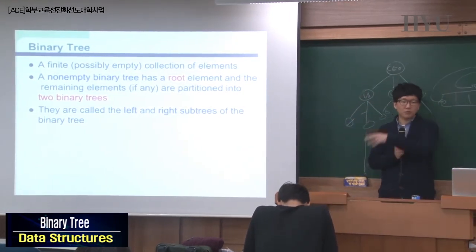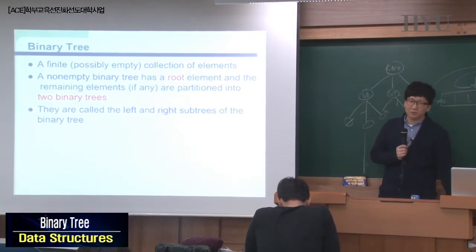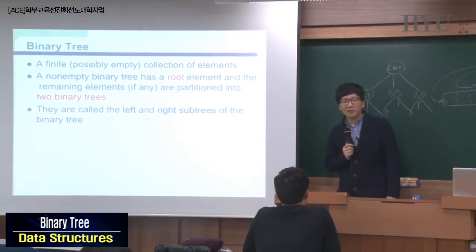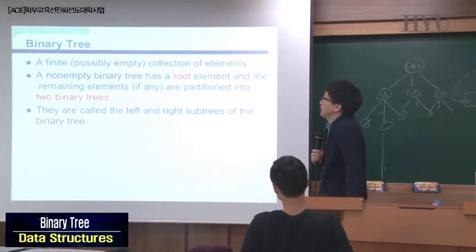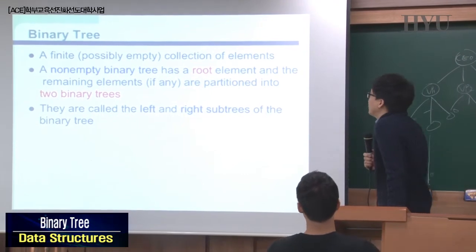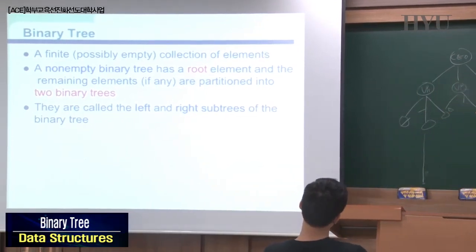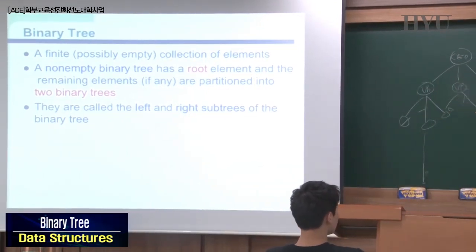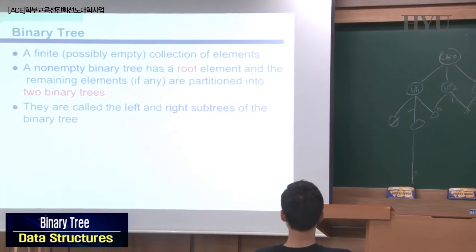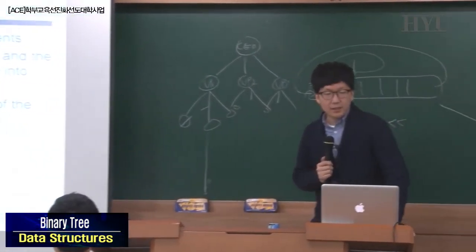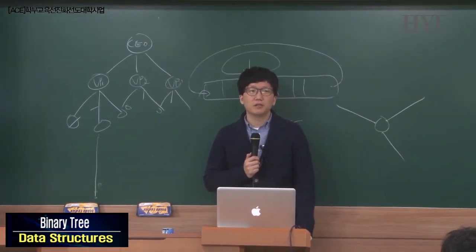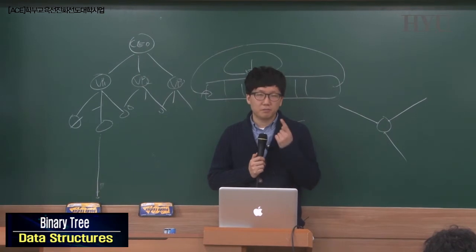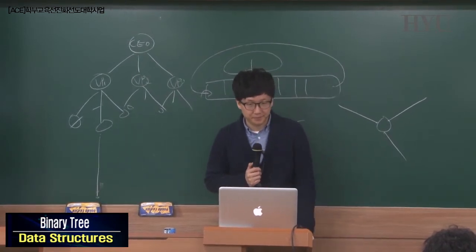This gives you a bit more of a twisted definition, but it's a more formal way of doing it. Let me read it again. A non-empty binary tree has a root element. The remaining elements, if any, because there could be none, are partitioned into 2 binary trees. Call them the left and right subtrees of the binary tree. Also, that sub-binary tree will have a left, right, left, right, left, right.